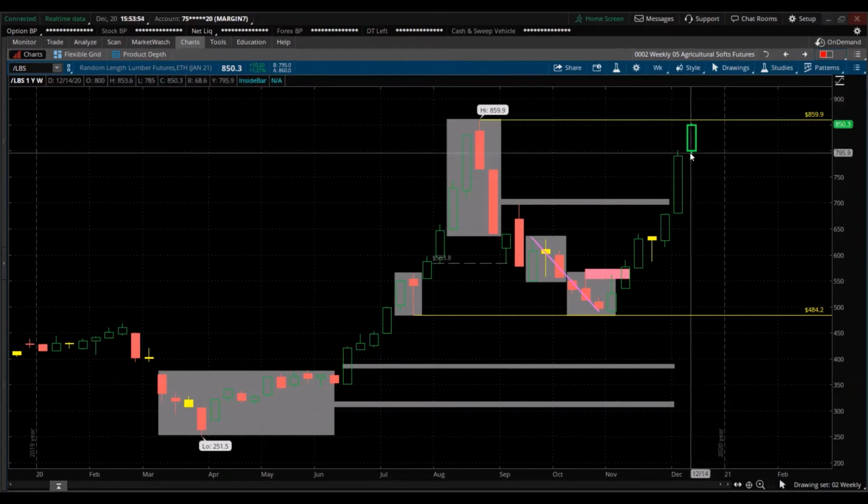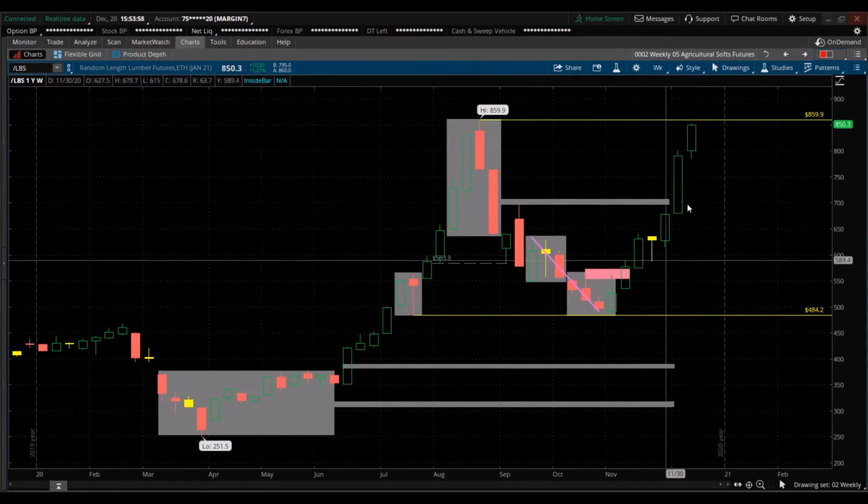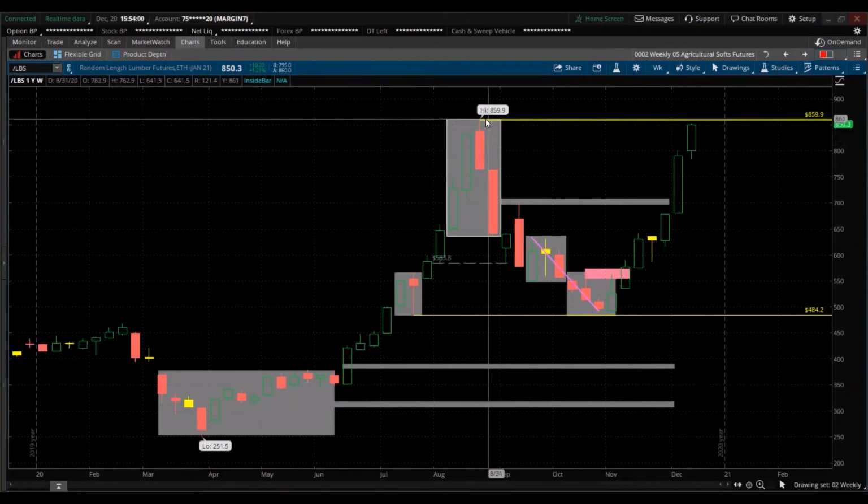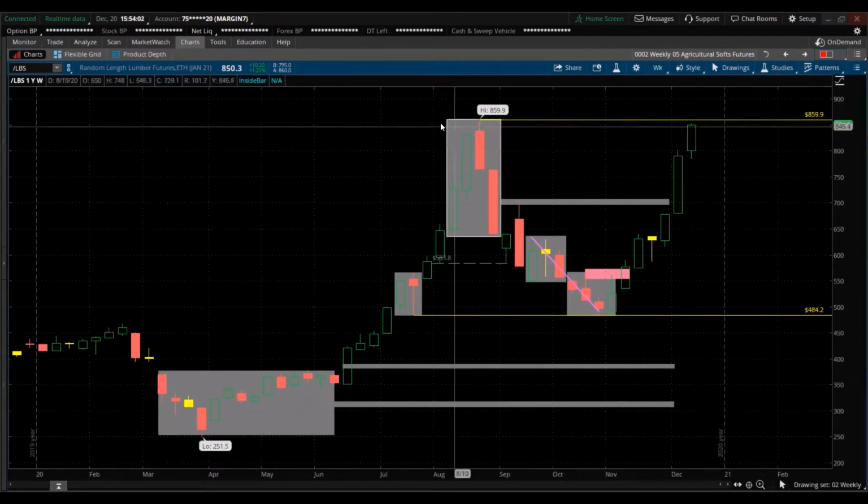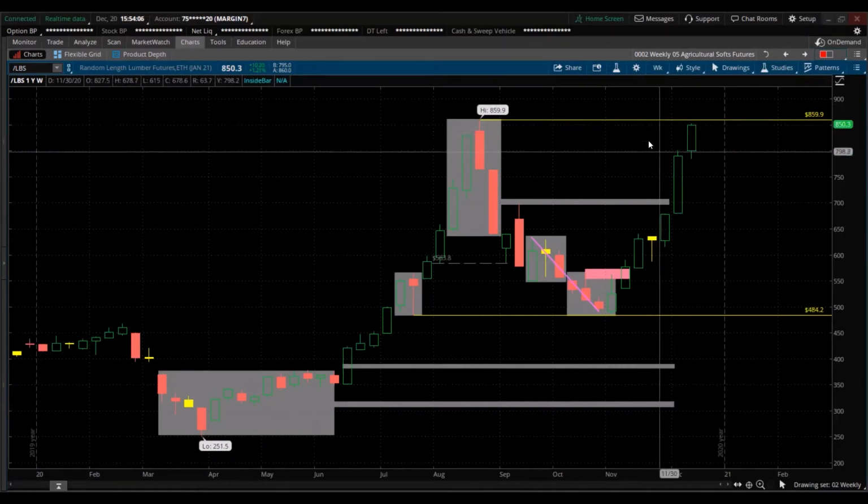So here's lumber. Green for the week. Higher high, higher low. The momentum's to the upside. And here's the high for the year. So we're gunning for the high again. That's going to have a big cost embedded in housing construction.